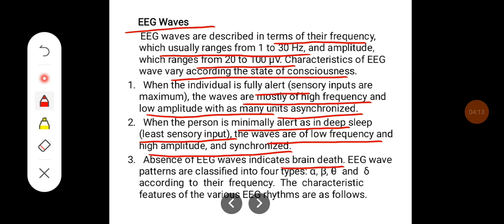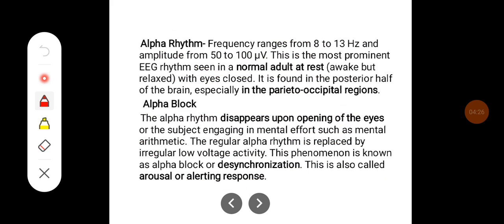EEG wave patterns are classified into 4 types, that is alpha, beta, theta, and delta, according to their frequency. The characteristic features of various EEG rhythms are as follows. The alpha rhythm frequency ranges from 8 to 13 Hz and amplitude from 50 to 100 microvolts. This is the most prominent EEG rhythm seen in a normal adult at rest.